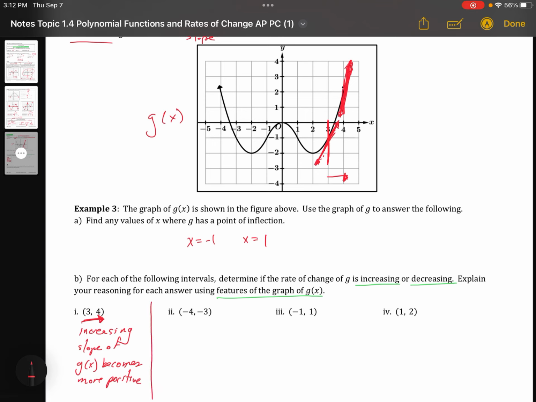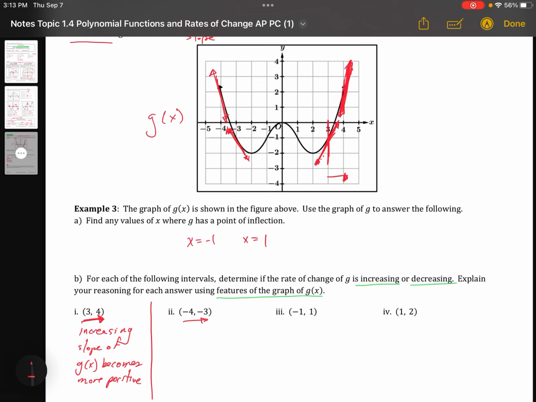So let's try that same strategy for our next one. And now we're going from negative 4 to negative 3. So again, we're reading the graph. We're comparing slopes from negative 4 to negative 3. So negative 4, this is kind of like the other side of the graph right here. The slope looks like this. And at negative 3, the slope looks like this.